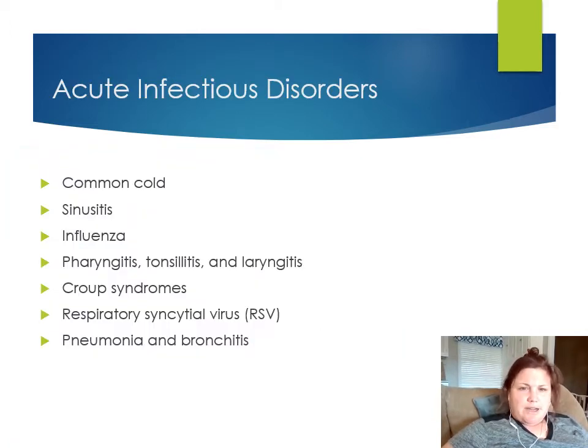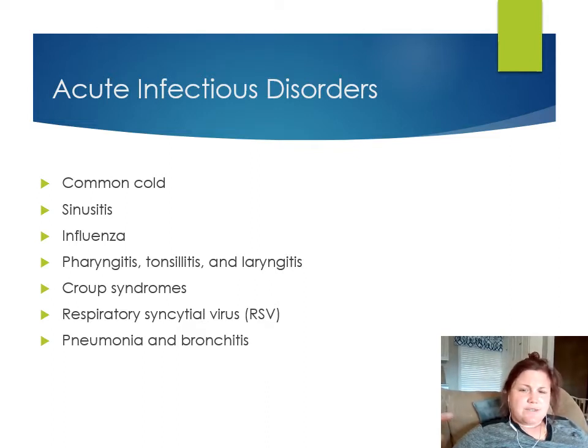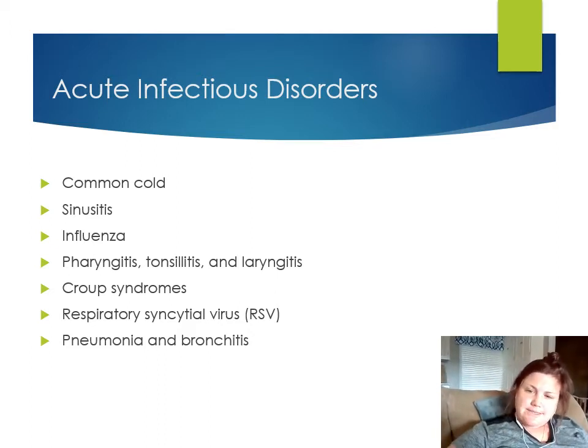Okay, so we're going to talk about some acute infectious disorders first. And there's a list on this slide. We're going to cover common cold, sinusitis, we'll talk about flu, we'll talk about pharyngitis, which is sore throat, and tonsillitis, as well as laryngitis. We'll discuss croup syndromes, RSV, and then briefly touch on pneumonia and bronchitis.